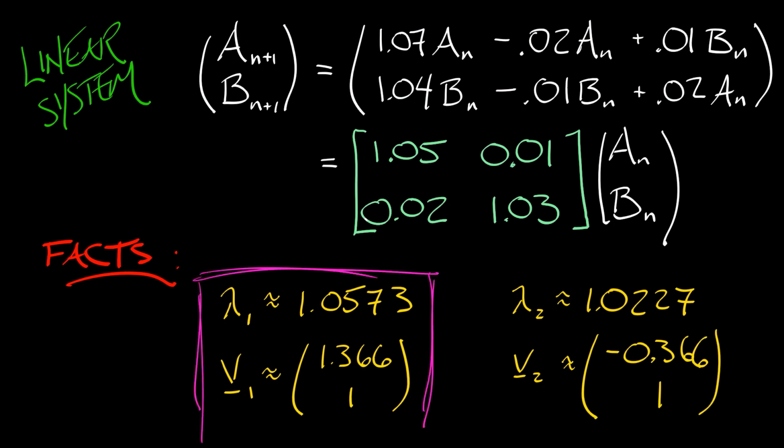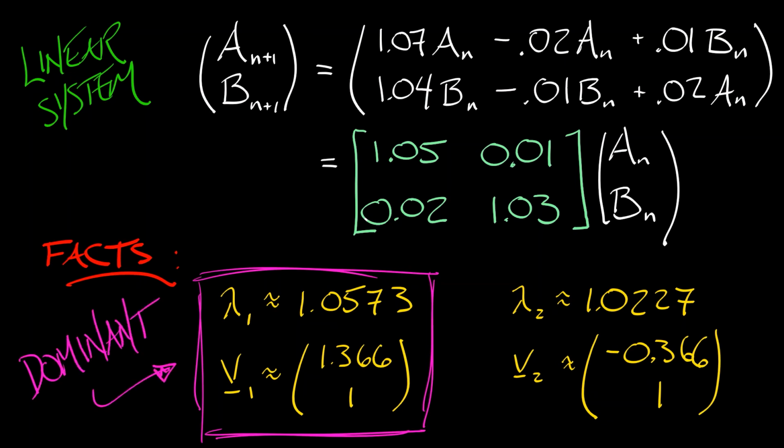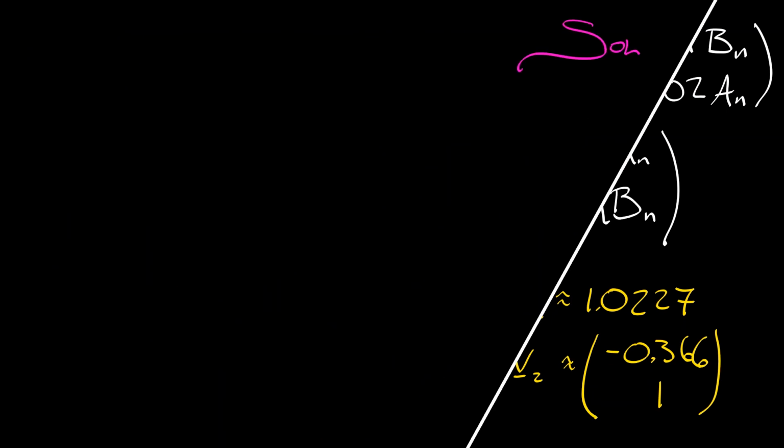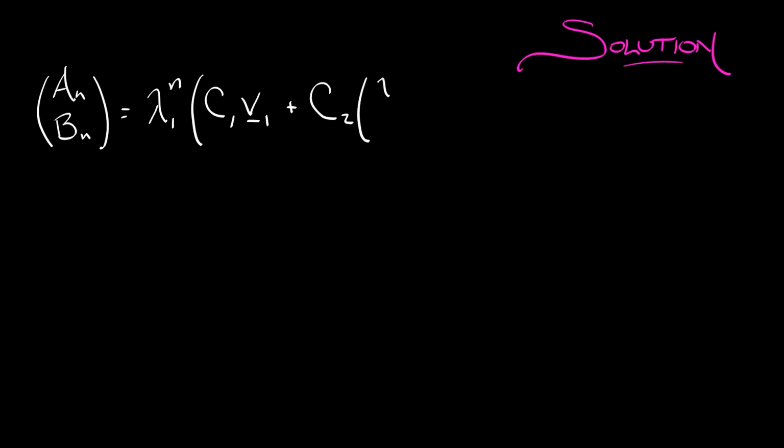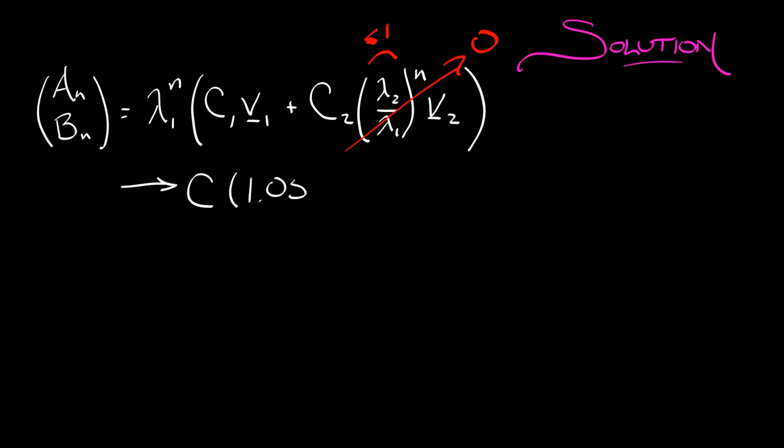Okay, we look at this, real distinct eigenvalues. Lambda 1 is the dominant eigenvalue, and this tells us everything. Why is that? Well, let's write out the solution for An and Bn, factoring out that lambda 1 to the n term just like we did before. The entire second term goes to 0 as n goes to infinity, and we're left with that first dominant term, which is a constant, times lambda 1, 1.0573, to the nth power, times the first eigenvector, 1.366 and 1.